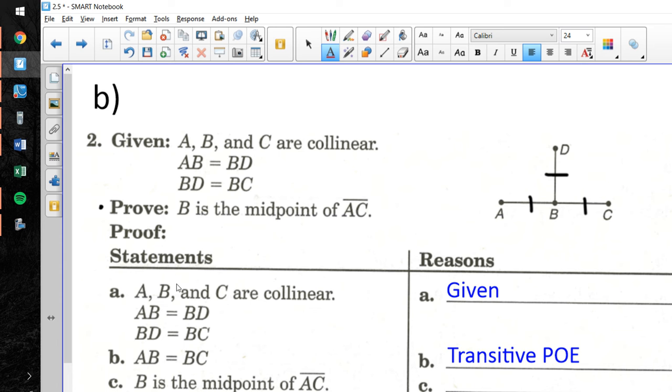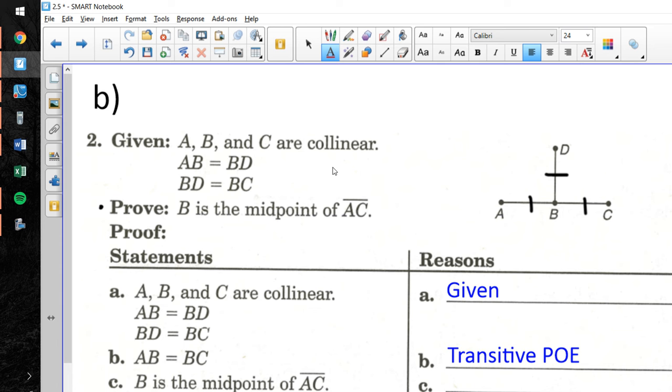And now that we know from step B here that line segment AB is equal in measure to line segment BC, we're trying to prove that B is the midpoint of AC. Well, given the fact that we've got points that are collinear and the fact that B cuts up AC into 2 smaller line segments that have equal measures, we kind of know that we have a midpoint right there, because that's what a midpoint is and that's what a midpoint does.